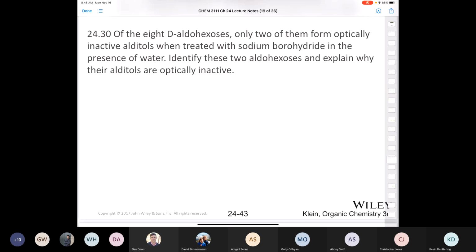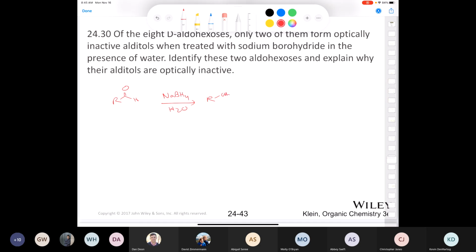Okay, there we go. Let's try another one. 24.30: Of the 8 D-aldohexoses, only 2 of them form optically inactive alditols when treated with sodium borohydride in the presence of water. I see. Identify these 2 aldohexoses and explain why their alditols are completely optically inactive. Well, remember from the last problem that when we take an aldose and we treat it with sodium borohydride and water, we end up reducing what?